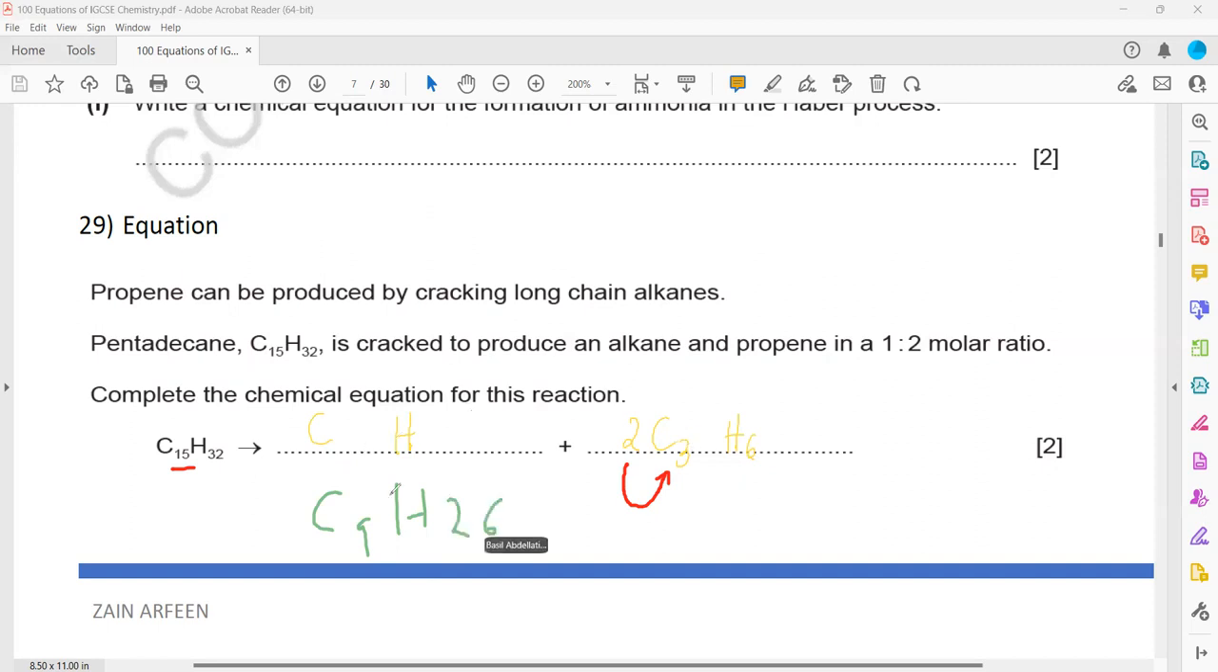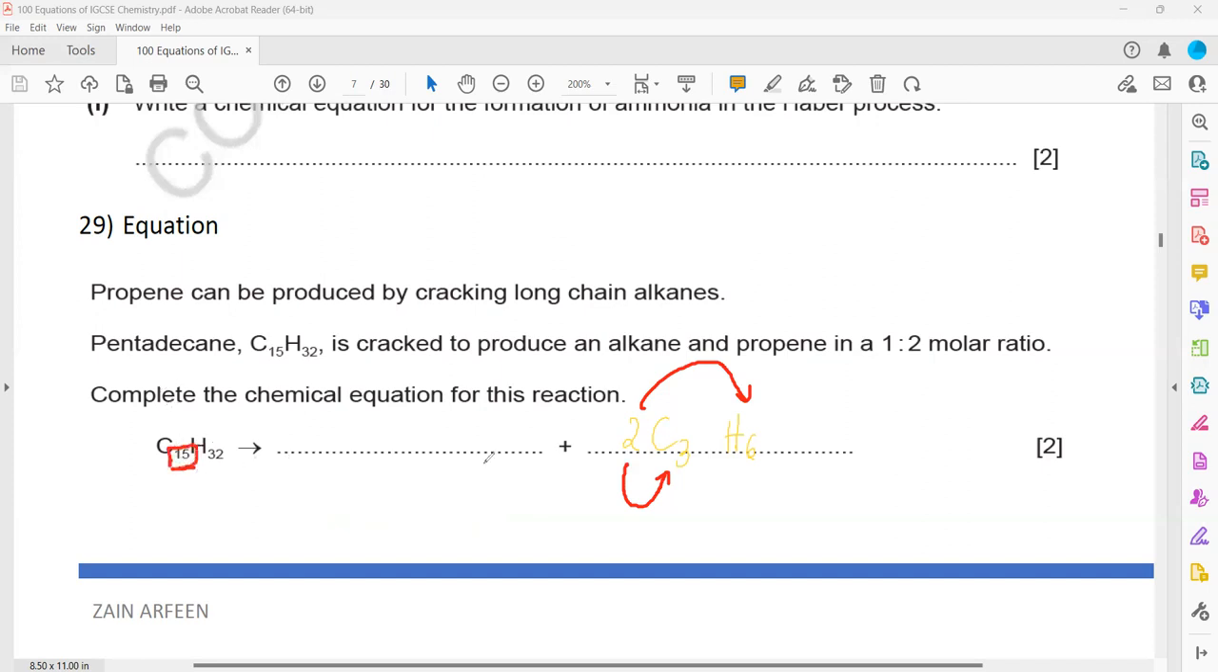Out of 32, how many hydrogen are used here? 12 hydrogen are used here. So it will not be 26. 26 is also not correct. Whenever you are completing a cracking equation, you have to look at the left-hand side and the right-hand side, and they should be the same.